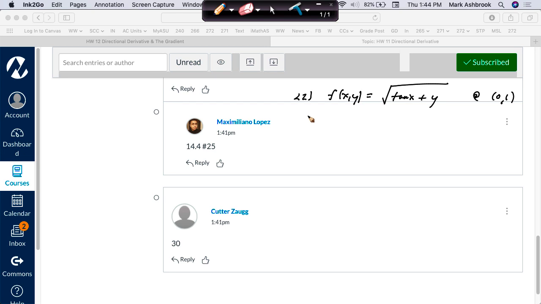So partial with respect to x. We have 1 over 2 times... right, we have the square root of a function of x. So it'll be 1 over 2 times the square root of tangent x plus y. And that's it, right? Times secant squared. Chain rule: times the derivative of the inside.